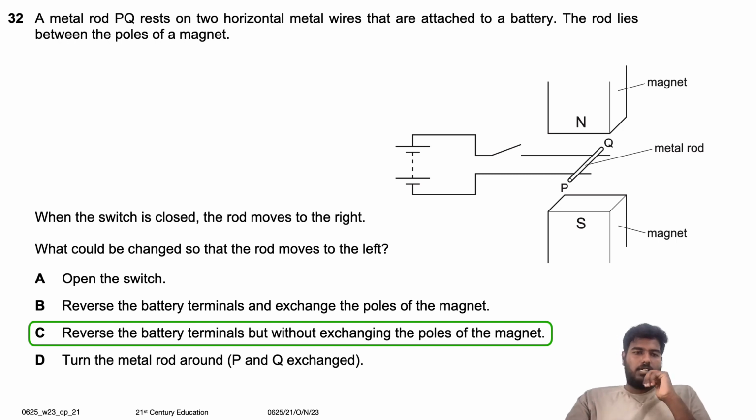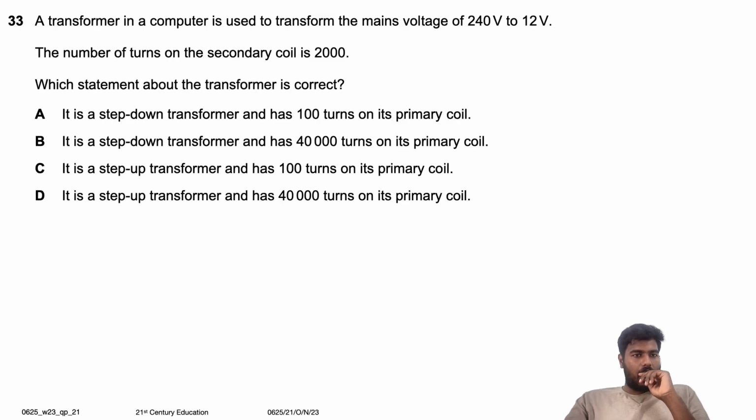A transformer in a computer is used to transform the mains voltage 240 volt to 12 volt. The number of turns in the secondary coil is 2000. Which statement about the transformer is correct? Whether they are asking step down or step up, definitely it's a step down transformer because from 240 to 12 volt it's transforming. Now what's the number of turns?